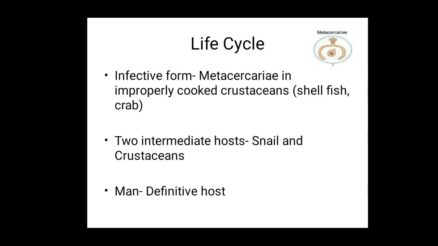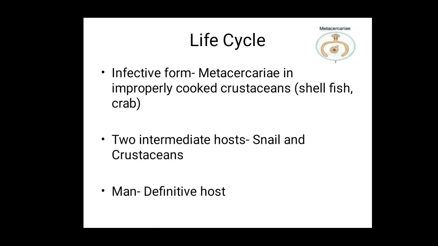Paragonimus westermanii totally has got 3 hosts, 2 intermediate hosts and 1 definitive host. Intermediate hosts are those which harbor the larval form of the worm, that is snail and the crustaceans, they harbor the larval form. Man harbors the adult form, and hence man is the definitive host. Right? So man harbors the adult form in the lung.